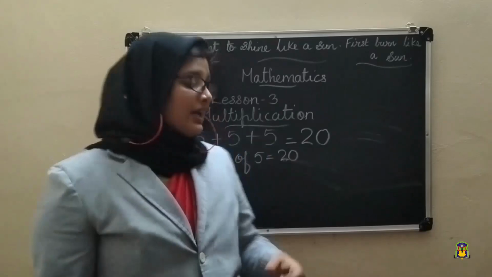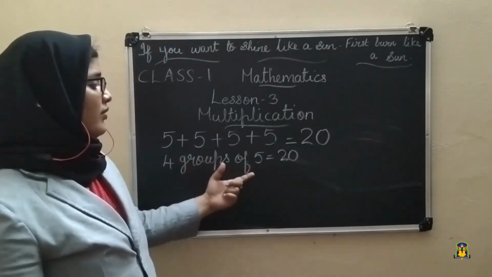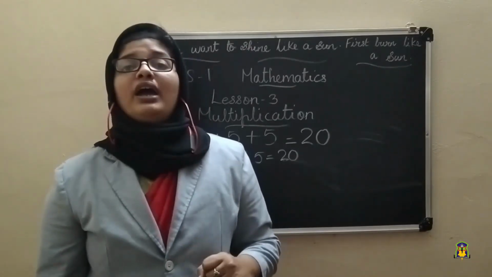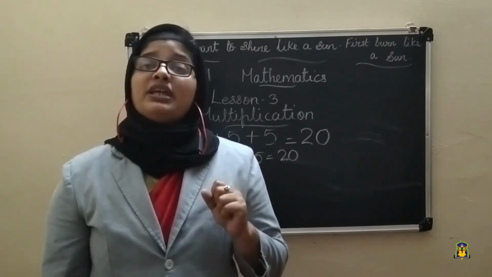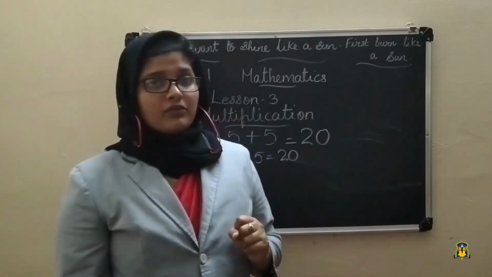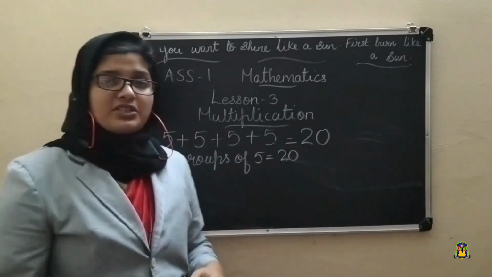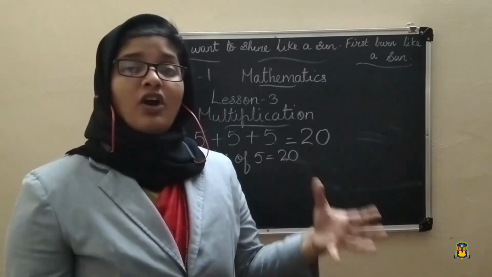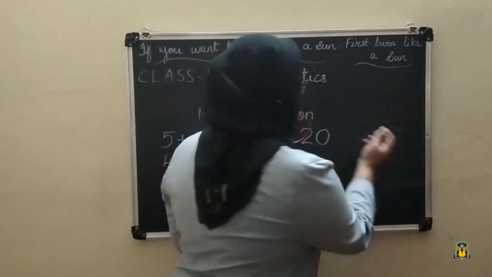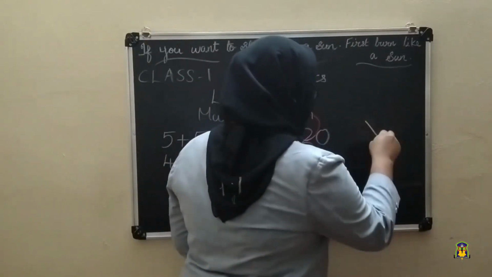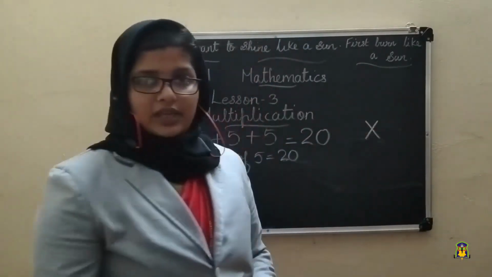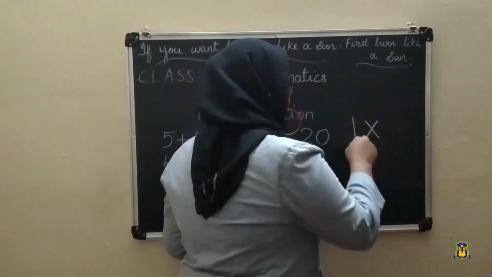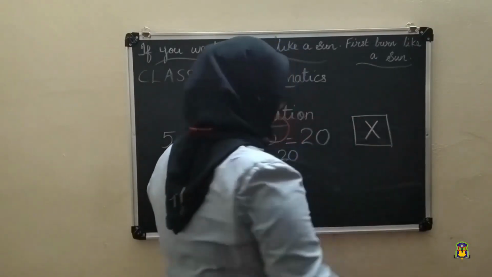And we have to write this, 4 groups of 5 equal 20, in multiplication form. So how we have to write? By using the multiplication symbol. I told you which symbol is used for multiplication: into sign, cross sign or X. It seems like X. So this is the symbol of multiplication.